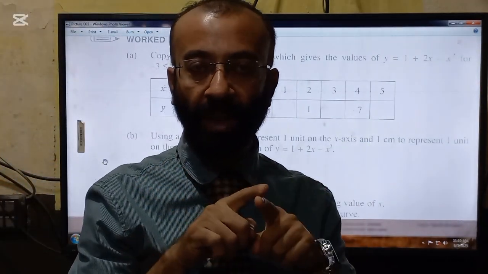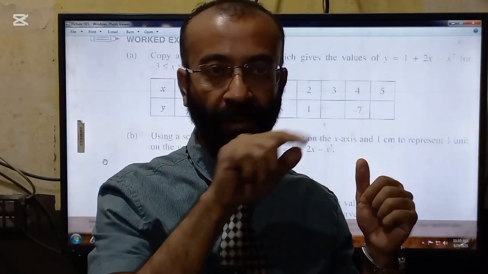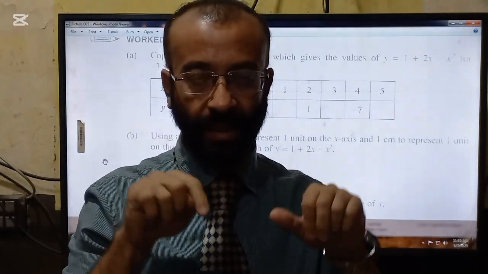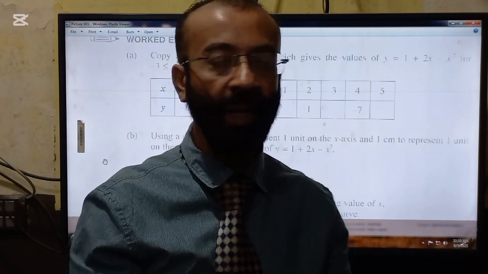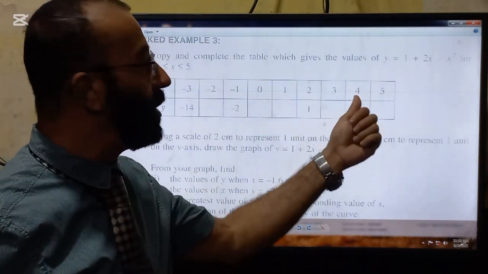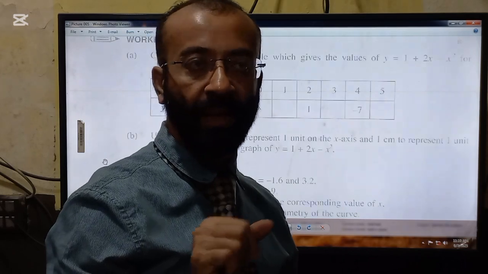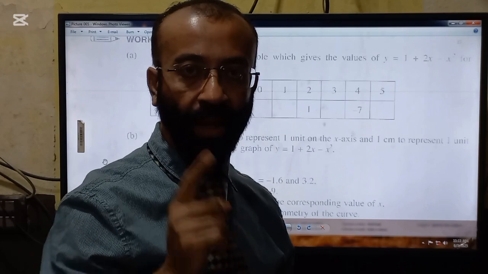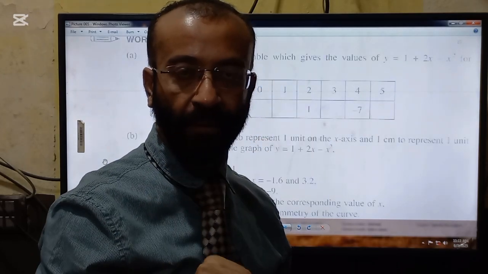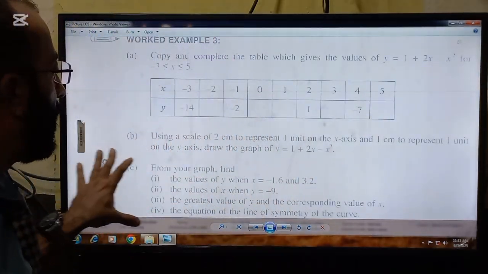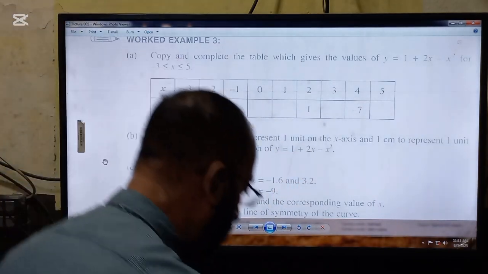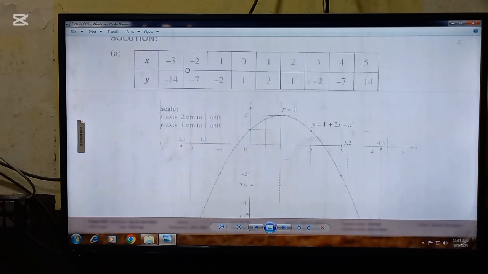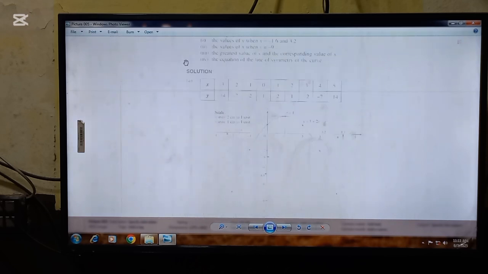First we will complete the table. The scale is already given. So we will draw the x-axis and y-axis, and the scale will be plotted on the x-axis and y-axis. The next step will be to plot these values from the table on the graph paper. The next step will be to join the points with a freehand curve. The next step will be to label the curve, and then all other requirements will be solved. So look now, we will complete the table first. So this is a completed table now.